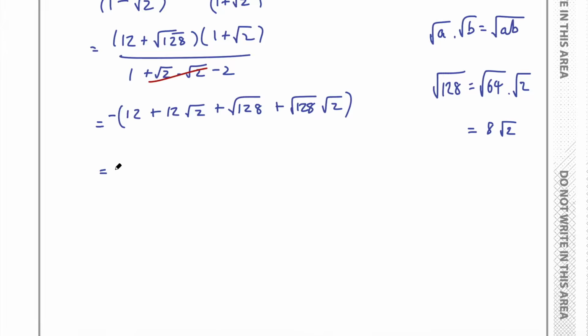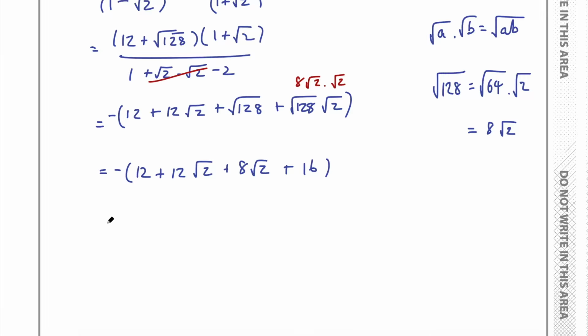And then I could do the same thing for that root 128. So I'm going to start off with that. I'll leave the rest as is for now. So this is going to be 8 root 2. Now if I change this into 8 root 2, I would have 8 root 2 times root 2. And root 2 times root 2 is just going to be 2. So this last term in these brackets could be written as 16.